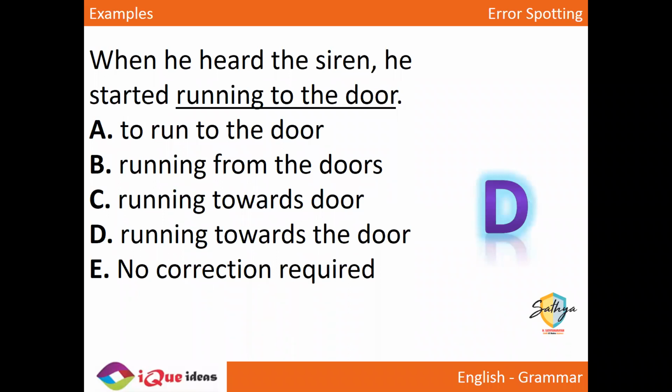So when he heard the siren, he started running towards the door is the right usage. Towards door nahi aayega because the article the is necessary in between, and you don't run to a door, you run towards a door. So when he heard the siren, he started running towards the door is the correct usage.